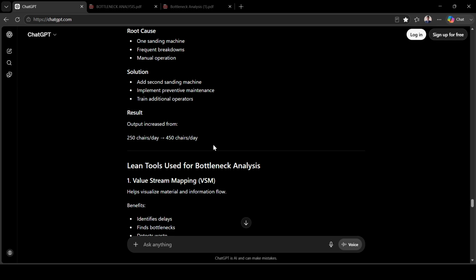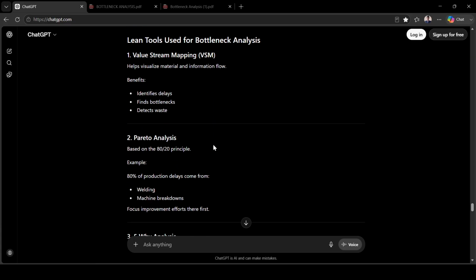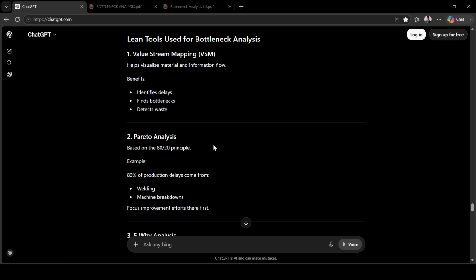Solution: add a second sanding machine, implement preventive maintenance, and train additional operators. Results: output increased from 250 chairs per day to 450 chairs per day. Now the lean tools used for bottleneck analysis.